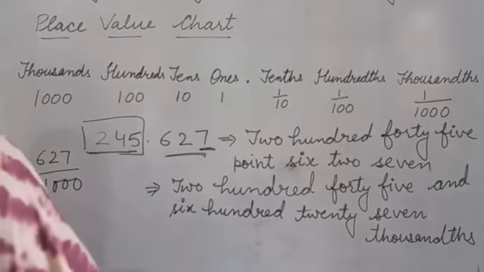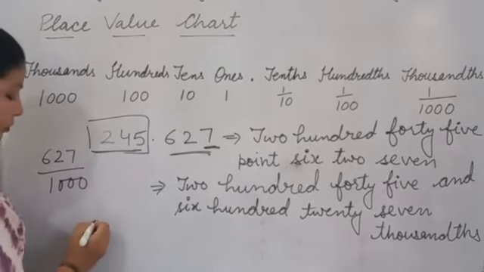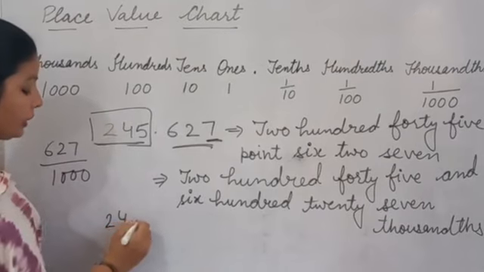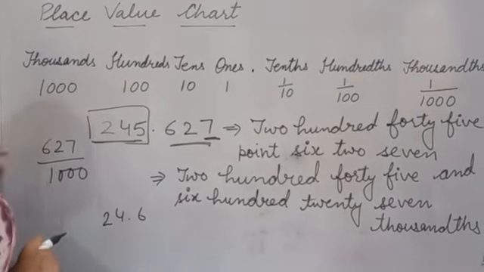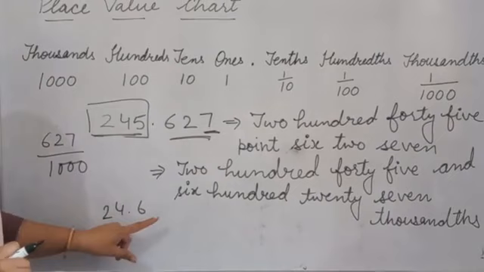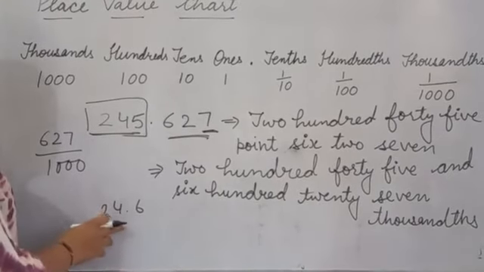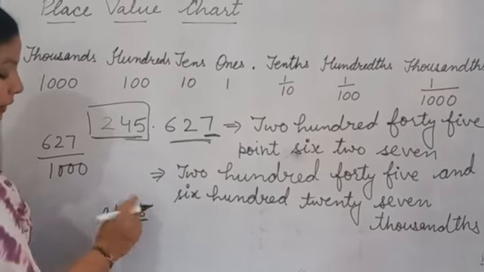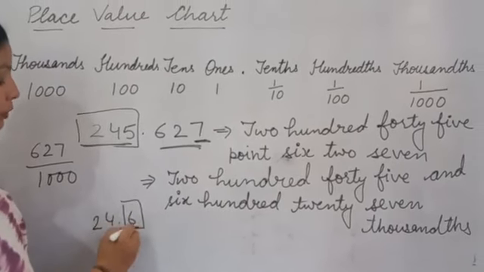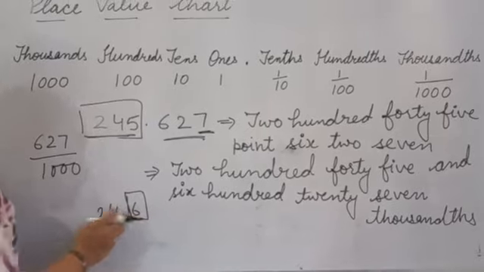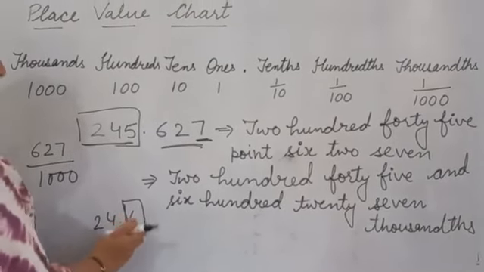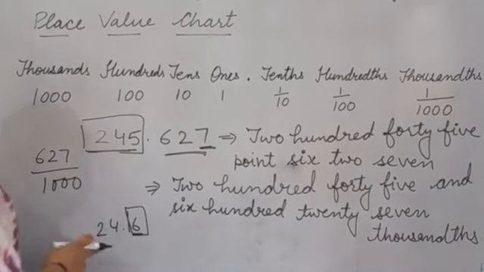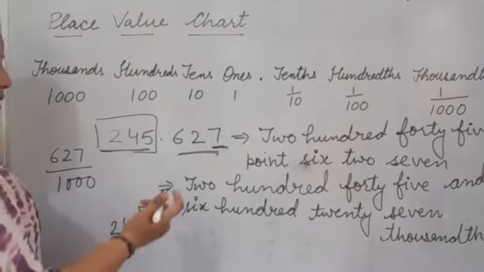For example, suppose here the second number is 24.6. How will you speak? One method is 24.6. The second is 24 and 6. Here there is only a single place of decimal, so which place is that? That is tenth. So we will speak 6 tenth. 24 and 6 tenth.